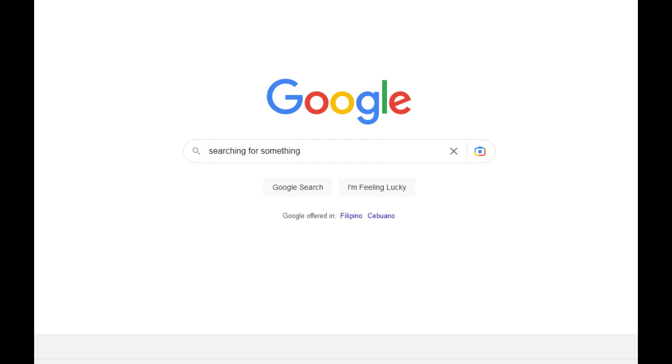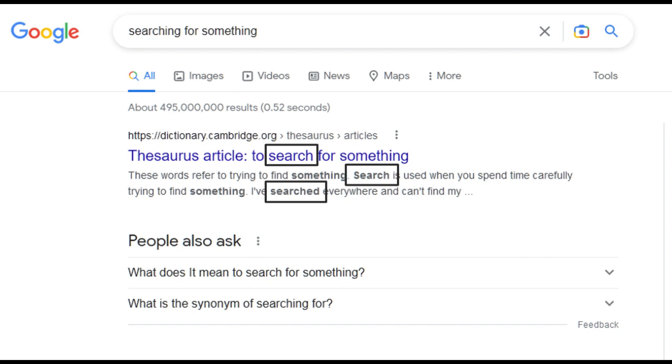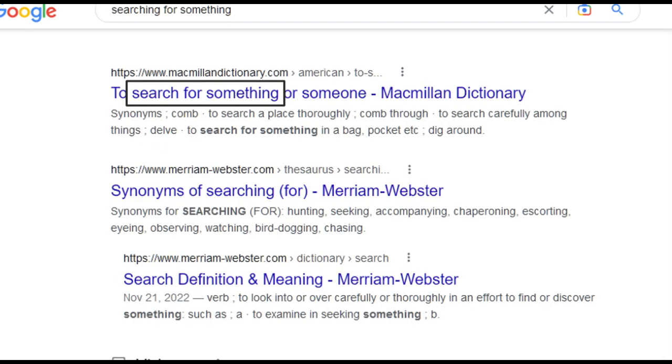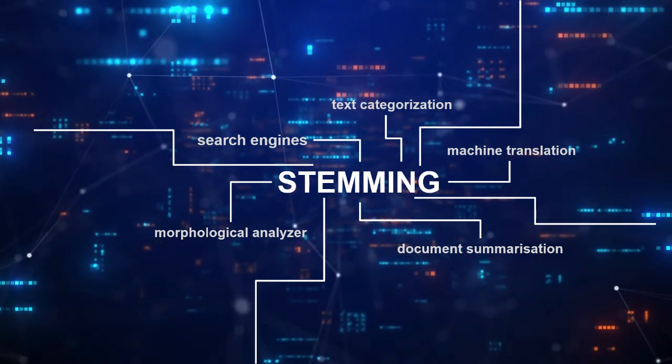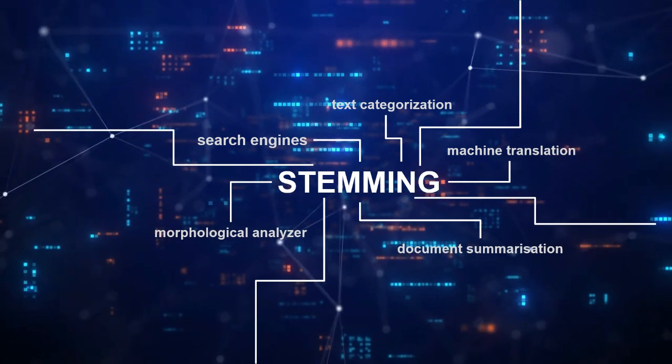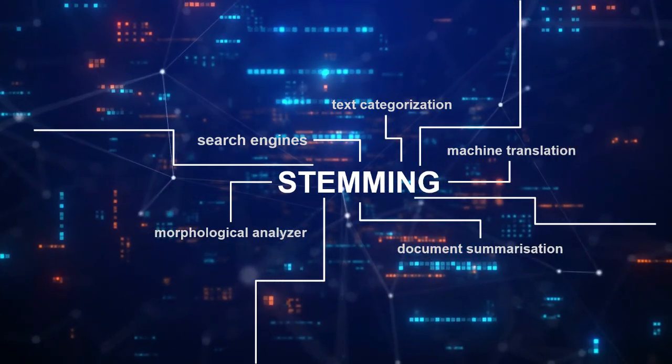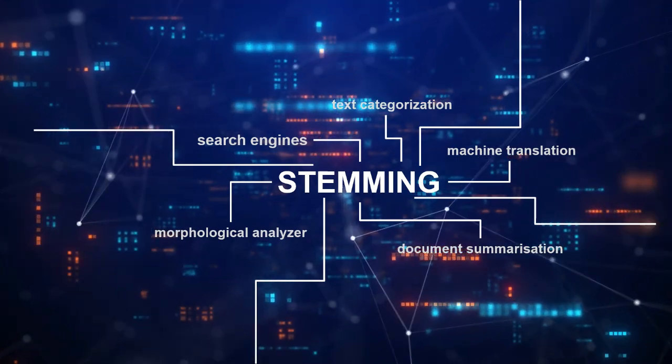For example, if you search for searching for something, you'll obtain searching, searched, and search results. Furthermore, stemming minimizes the amount of storage space necessary, which speeds up the search. Stemming not only lowers the text to its most basic forms, but it also optimizes comparable phrases that match the primary keyword's topic area. This is utilized not just in search engines, but also in other natural language processing applications such as machine translation, document summarization, text categorization, and morphological analyzers.